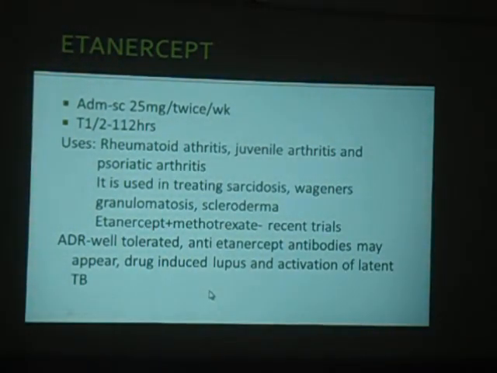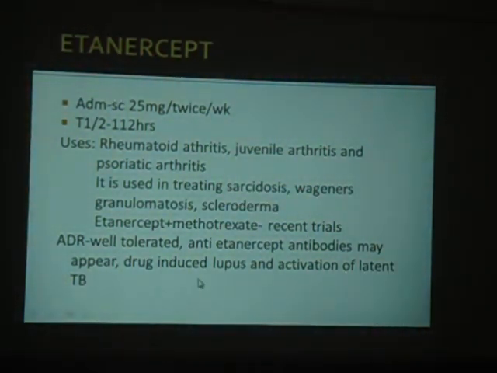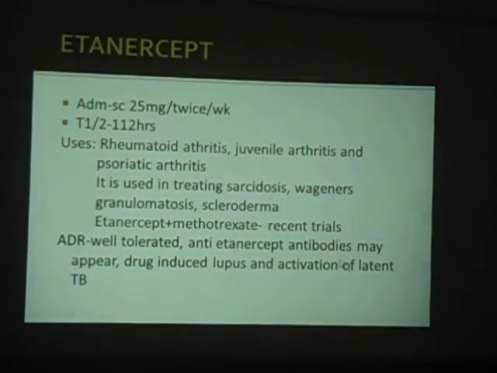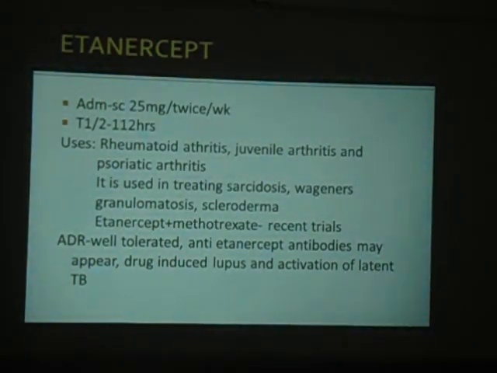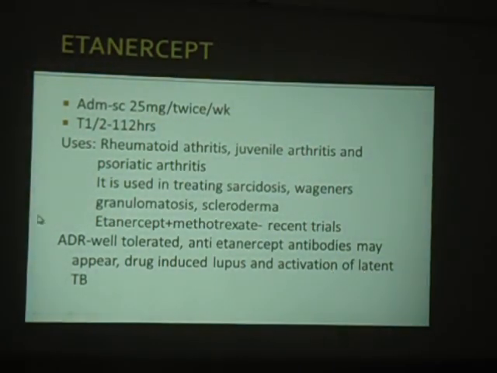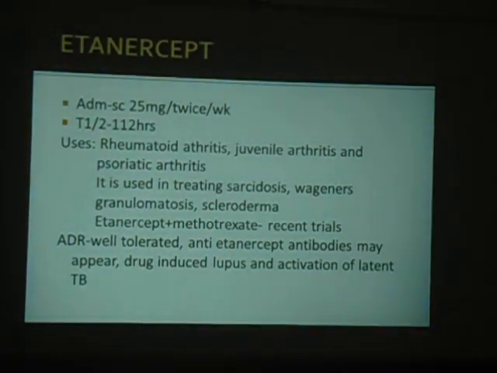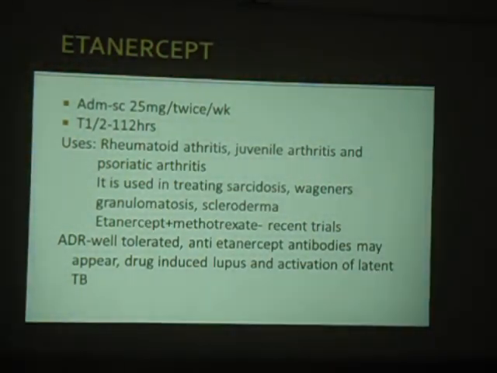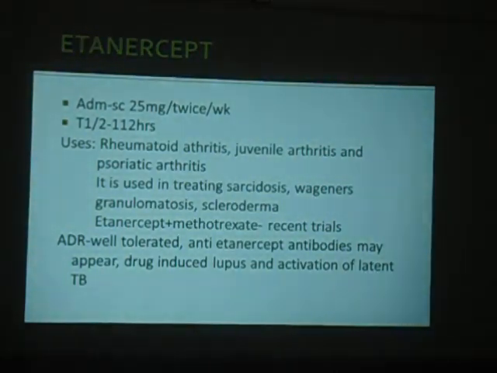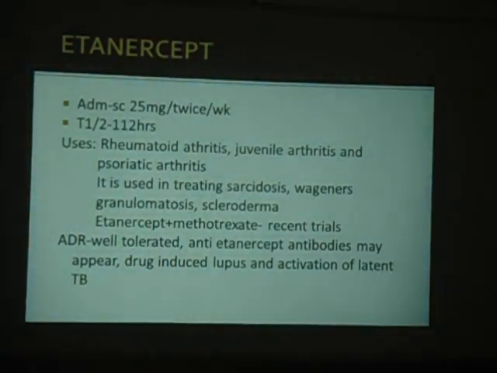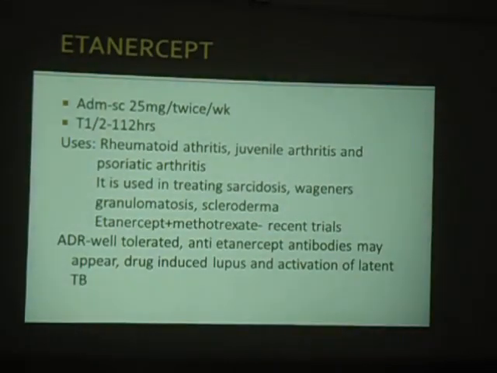So, what adverse effects can we get? Anti-etanercept antibodies can also appear. Drug induced lupus, activation of latent TB. Just remember, it's a skin tuberculosis. And latent tuberculosis means the person has taken some treatment for tuberculosis, lung disease, or maybe other parts of the body. But when we use this drug, which is an immunosuppressant, some amount of immunity that was preventing that latent tuberculosis from acting is lost. When we use this drug, immunity is suppressed and the diseases which were not seen can flare up.